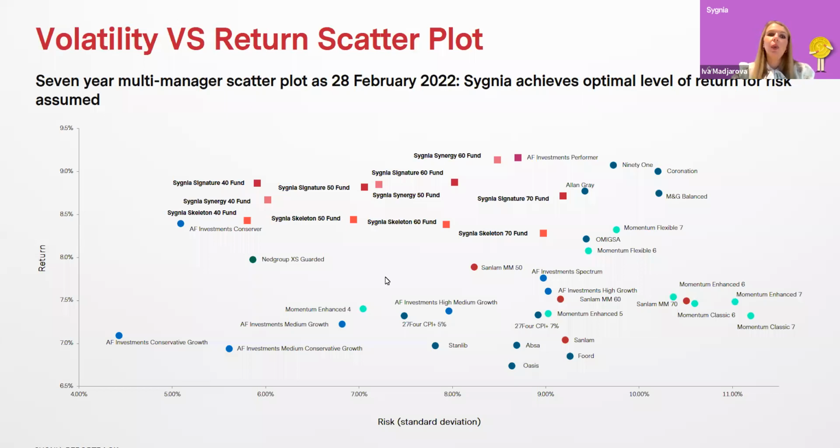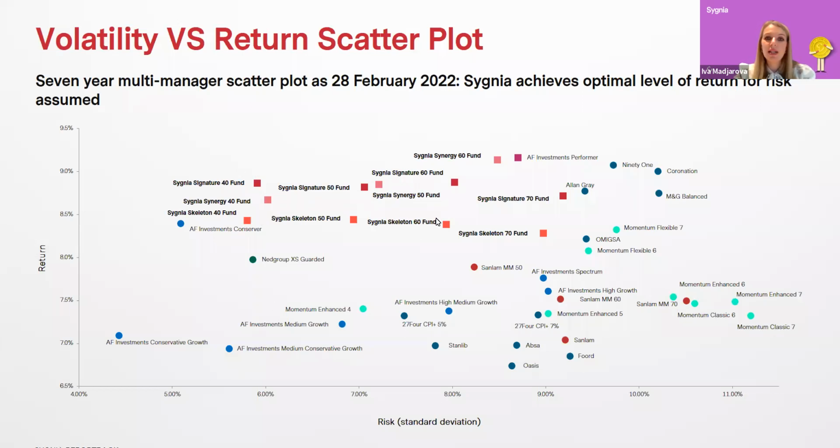And the way to interpret this risk scatter plot is that for every level of risk that you see on the horizontal axis, you would want the top performing portfolio. So looking at the 40 funds, we can see that for this level of risk, where my mouse is at the moment, somewhere just below 6% as measured by standard deviation, these have been the top performing portfolios.